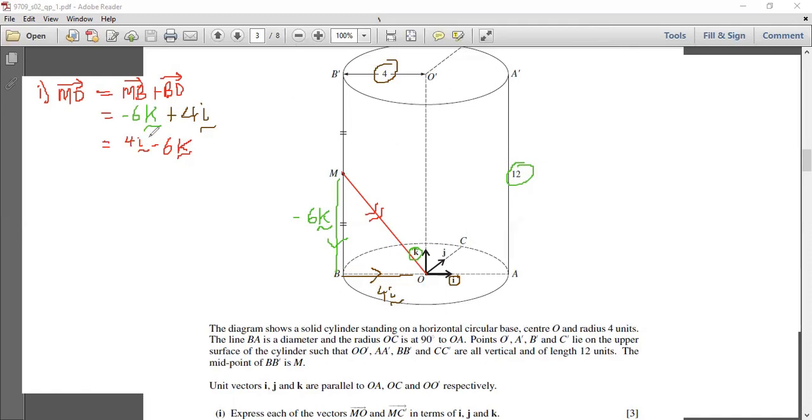So the j component is 0, so we don't need to write that. And we can see why, because it's not going towards the j side, right? It's on this plane only. We call it the ik plane, if you want to say it. And then let's try the second part, please.